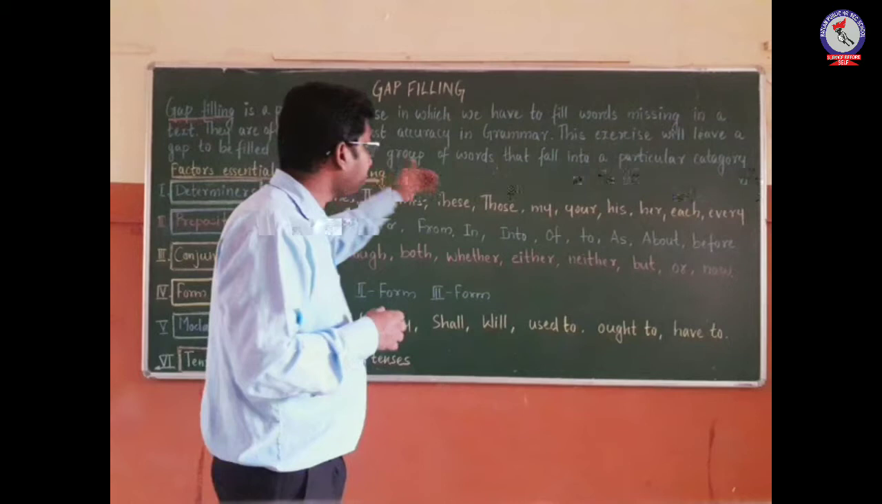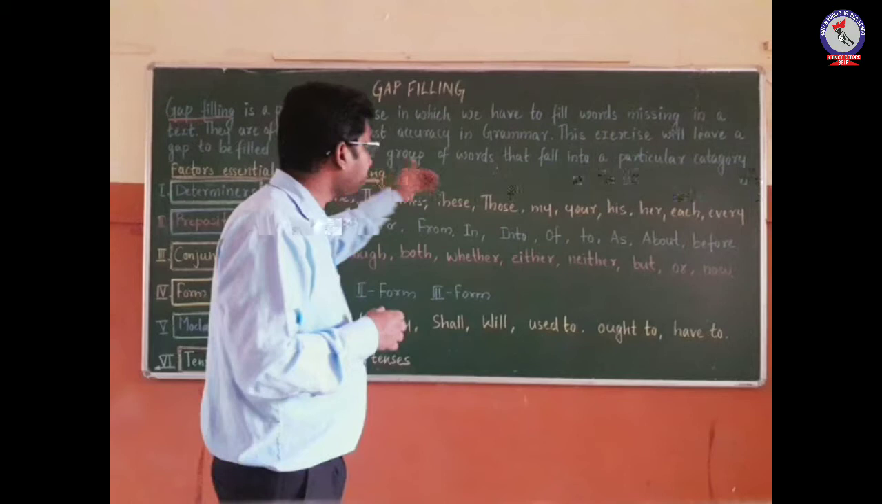The next essential factor of gap filling is conjunctions. Conjunctions are the words that are used to connect sentence to sentence. See here: and, although, both, whether, either, neither, but, or, now. These are the connectors, these are the conjunctions. So we must be well acquainted with the usage of conjunctions.